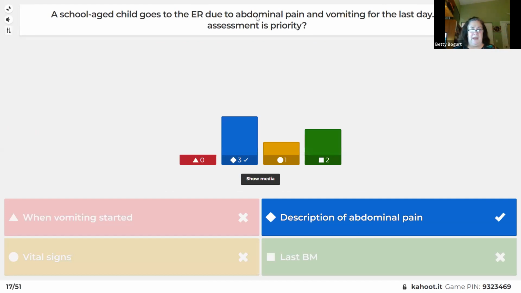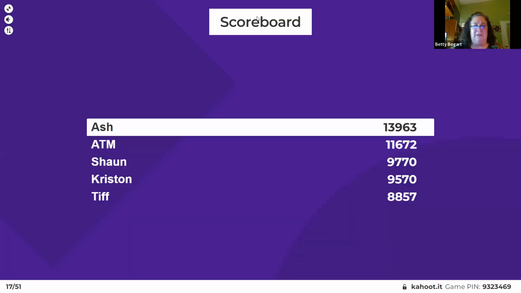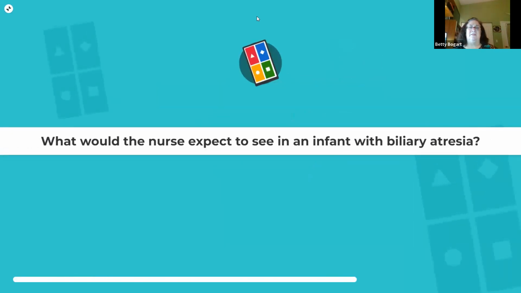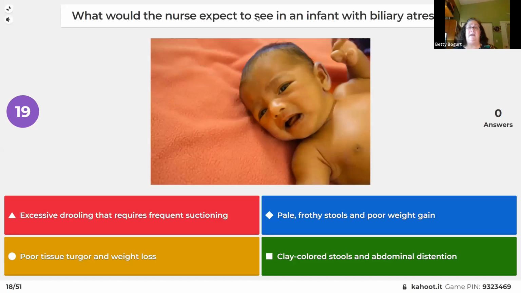Tell me about your pain. Where is it? It could be a simple appendix, right? Or maybe it's upper pain. Maybe it's something else. But telling you where the pain is can clue you into what it possibly could be. What would the nurse expect to see in an infant with biliary atresia?